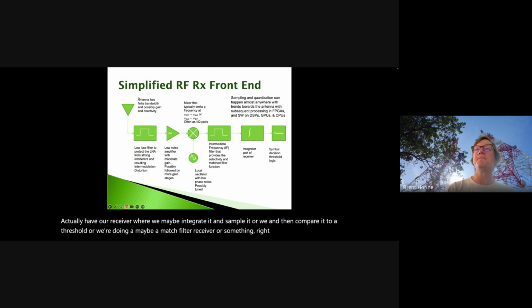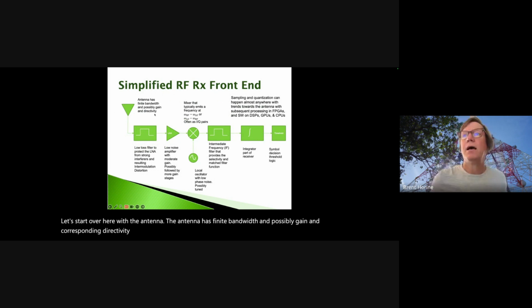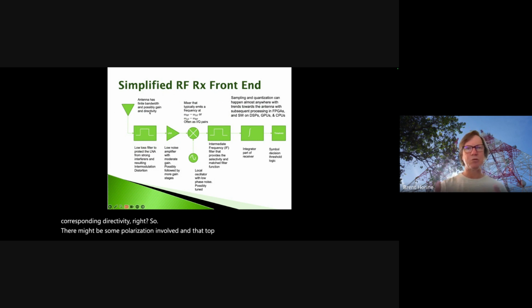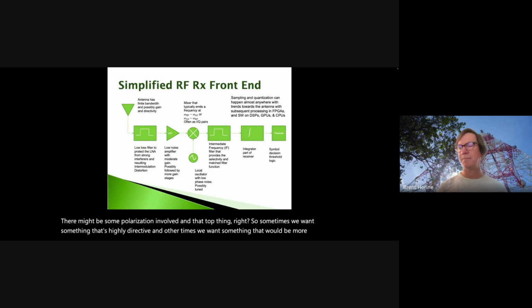So let's start over here with the antenna. The antenna has finite bandwidth and possibly gain and corresponding directivity, right? So there might be some polarization involved and that type of thing. Sometimes we want something that's highly directive, and other times we want something that would be more omnidirectional or isotropic, so that we don't have to worry about exactly how we're oriented, right?